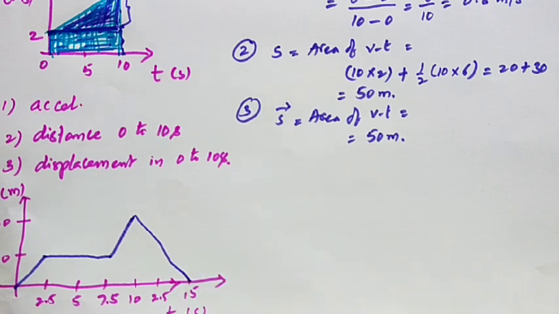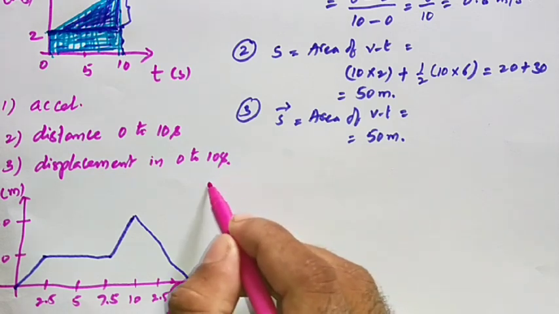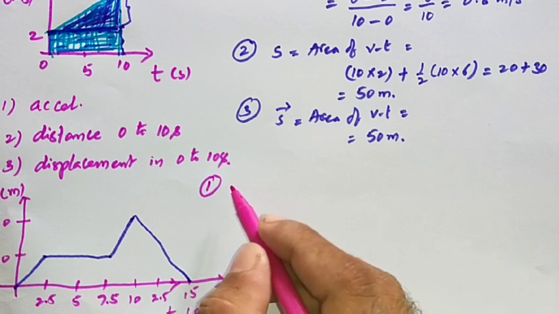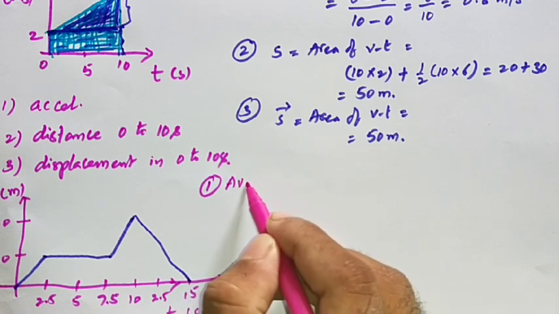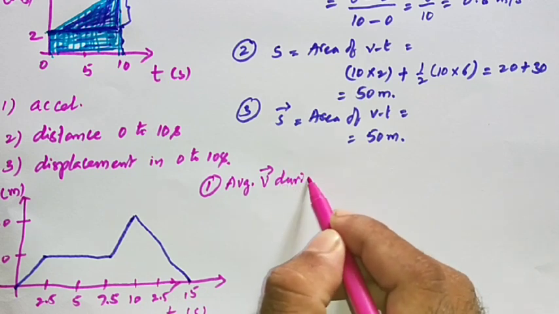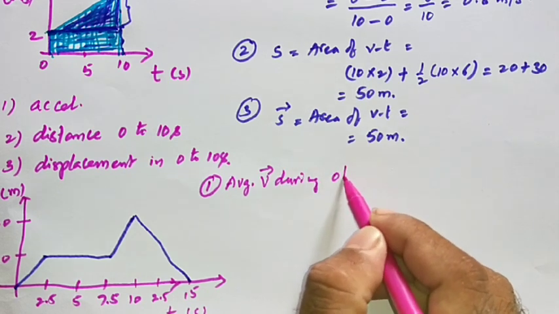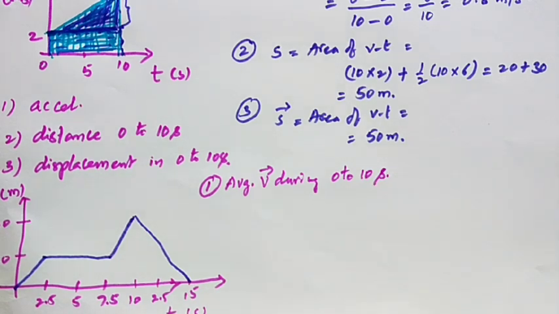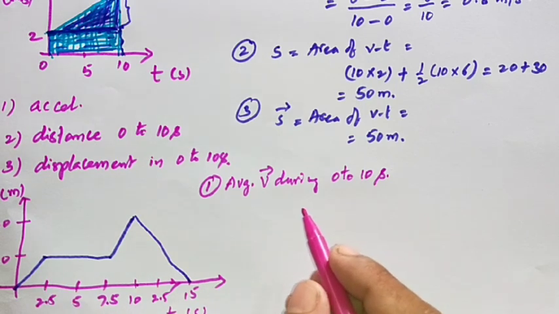This is the shape of the graph, right? Now from this what we need to calculate is, first one, average velocity. Average velocity during 0 to 10 seconds. That's the first question. 0 to 10 seconds, what is the average velocity we need to calculate?